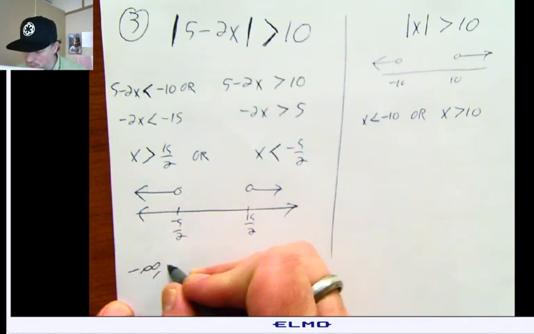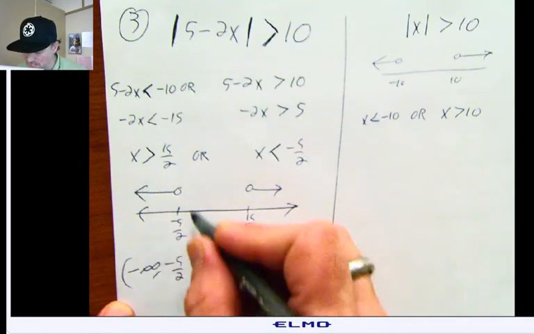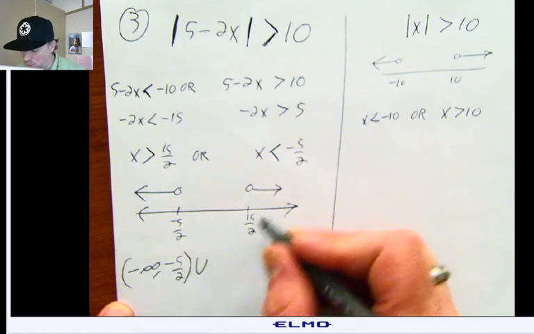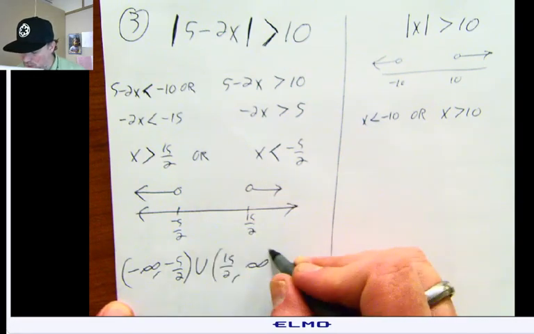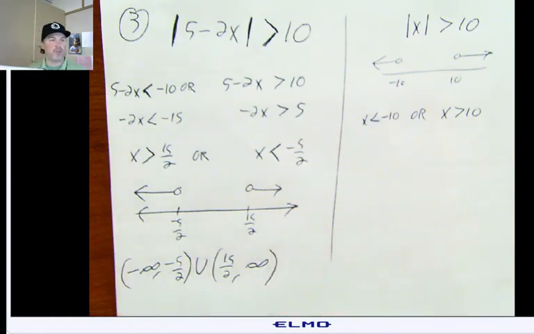So negative infinity to negative 5 halves, in this case it's soft and soft, union 15 halves to infinity, also soft and soft, because it cannot be equal to it. That is what a typical or problem, examples 1 and 3, should look like.